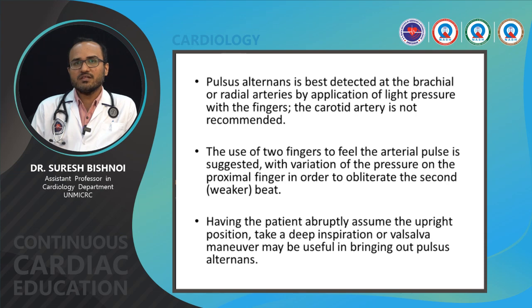In the 2-finger method, you feel the arterial pulse and you vary your pressure on the proximal finger to obliterate the second beat. As you strongly increase the force of compression on your proximal finger, you feel that there is a decrease in the pulse count which is felt by the distal finger. And how to accentuate or increase this sensitivity? You can ask the patient to suddenly assume an upright position, take a deep inspiration, or perform the Valsalva maneuver, and this may be helpful in bringing out the pulsus alternans.